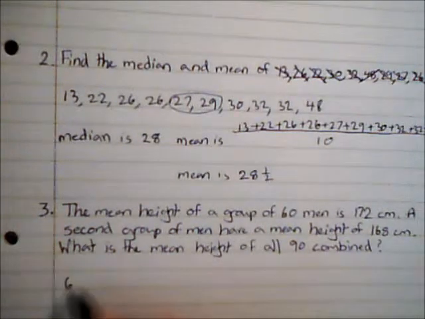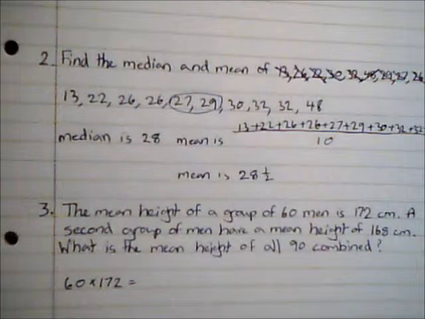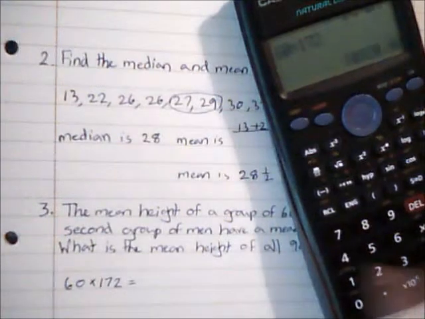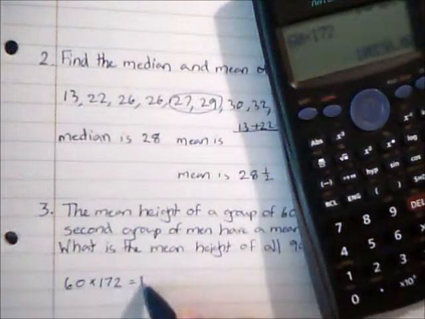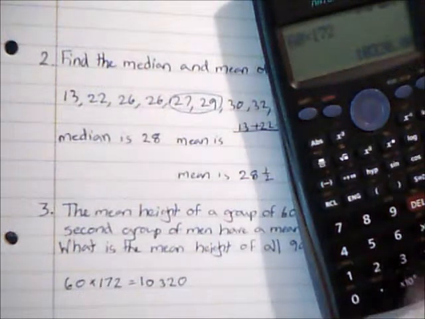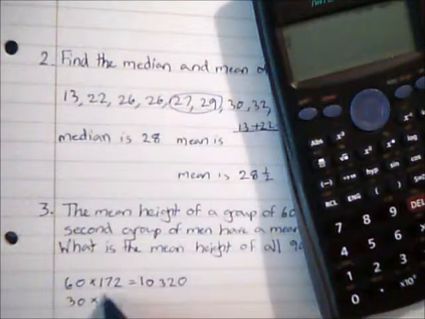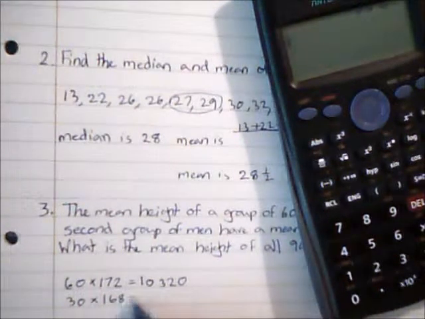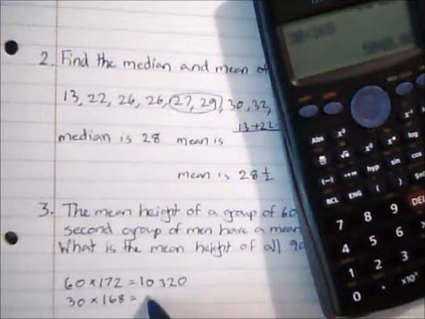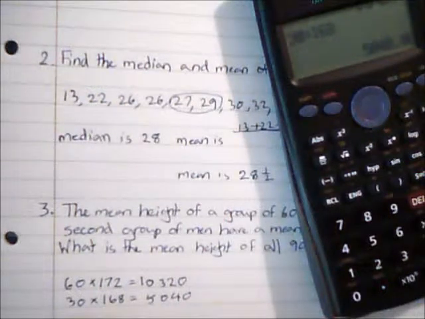So if I do 60 multiplied by 172, that's going to give me the total height of those 60 men, and that gives me 10,320 centimetres. If I go through the same process for the second group, so 30 men with a mean height of 168, the total height of those is therefore 5,040.